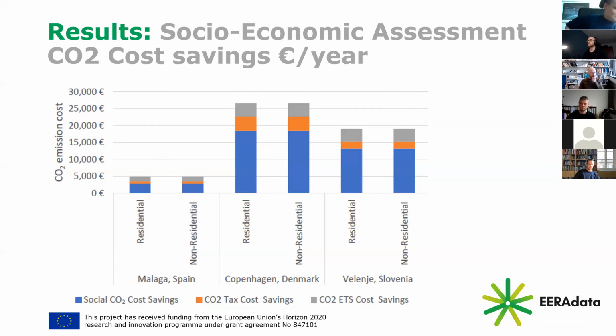Then the CO2 cost savings, we distinguish between 3 levels. One is social CO2 costs, one is the tax costs, and the ETS costs. For the ETS cost savings, you can see that it's always the same because it's a European number and it's the current value. So we made a kind of average of the last months of the European emission trading system. Then we have the tax costs, which are the current tax costs in each country. You see it varies depending on the location.